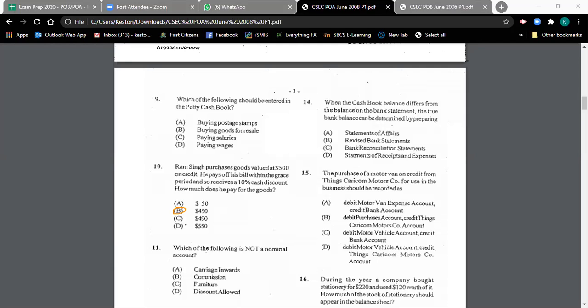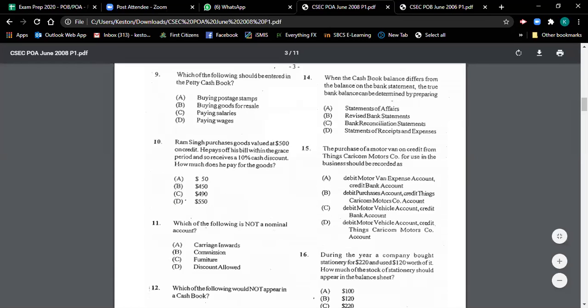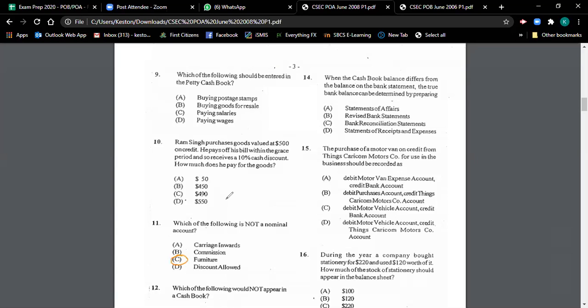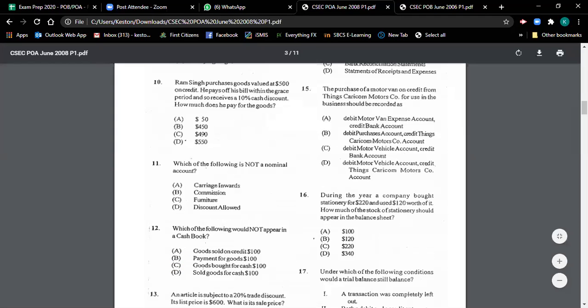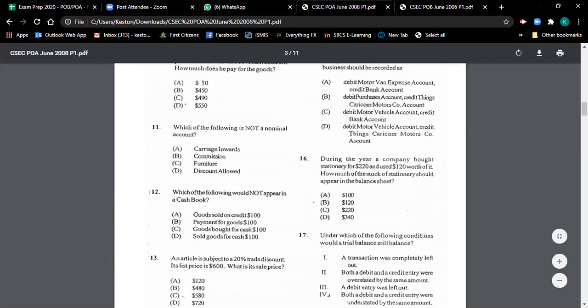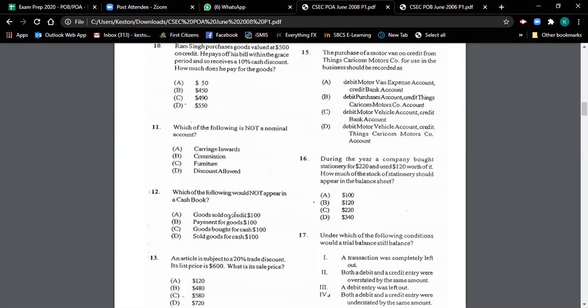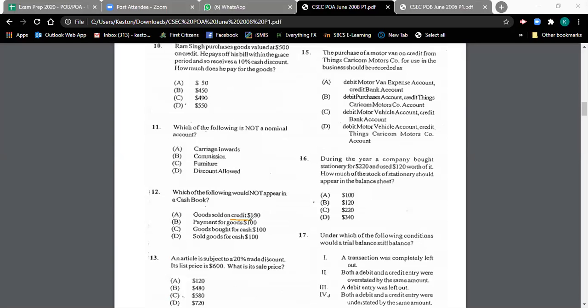11, which of the following is not a nominal account? Not a nominal. Good job, Ariana. C, furniture. Right. What type of account is furniture? Anybody remembers? A real account. Very good. 12, which of the following would not appear in a cash book? What would not appear in a cash book? Yep, that's correct. Very good. Well done. Ariana, Avisha, Alex. Good. Shania.